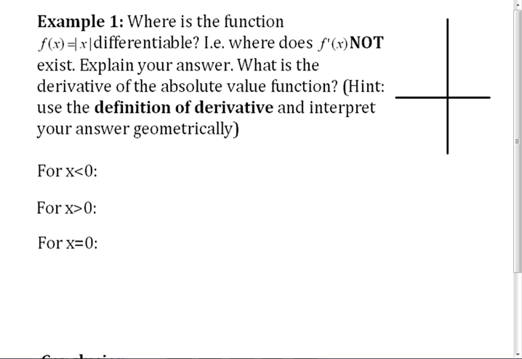And we are going to define the function. Okay, there's the absolute value function. But they might ask you to use the definition of a derivative to show it's not differentiable. Okay, so we know it's not differentiable at 0. Now, for x less than 0, what is our function? Let's put f of x here, and let's put f prime of x here.